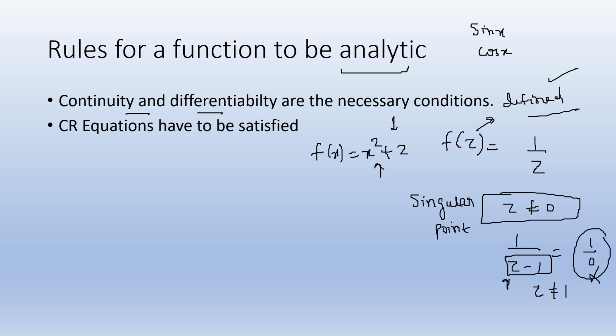You know how to check continuity and differentiability, right? You check left hand limit, right hand limit and the value of the function at a particular point. If these are equal, then the function is continuous. Similarly for differentiability, you have a point where LHD, left hand differentiability, is equal to right hand differentiability. Now once you have checked that the function is continuous as well as differentiable, which are the necessary conditions to be analytic, then you check for Cauchy-Riemann equations.